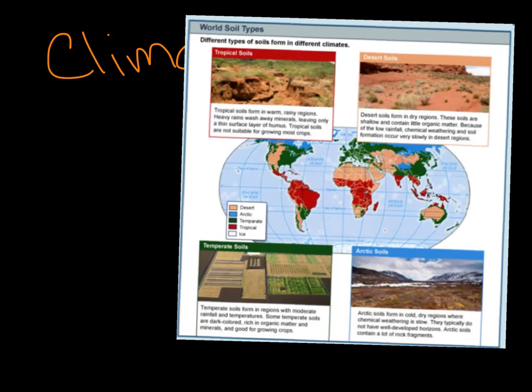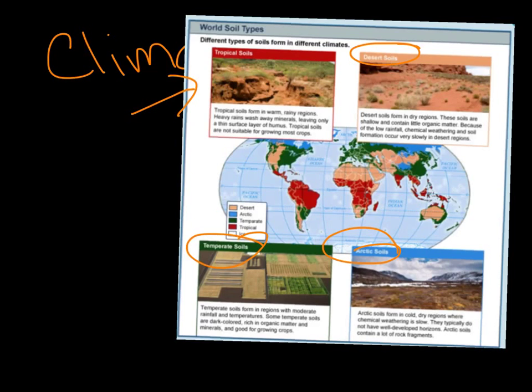Climate affects soil, right? So soil that's formed in a hot, wet climate is going to be different from that in a cold, dry climate. It influences the characteristics and thickness of that soil, because of the development of weathered rock. Okay, if we take a look at this picture, you're going to see that there are 4 different types of soil here. You have tropical soil, desert soil, temperate soil, and Arctic soil.